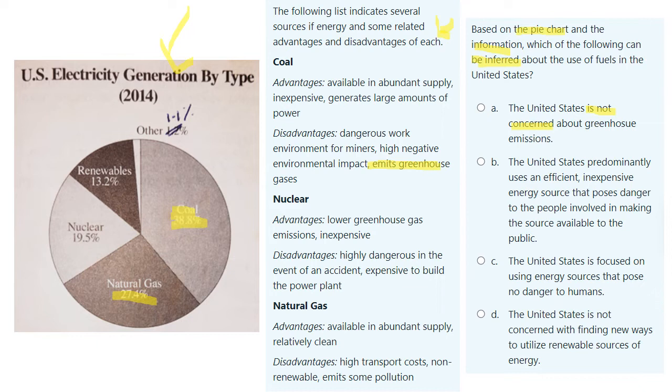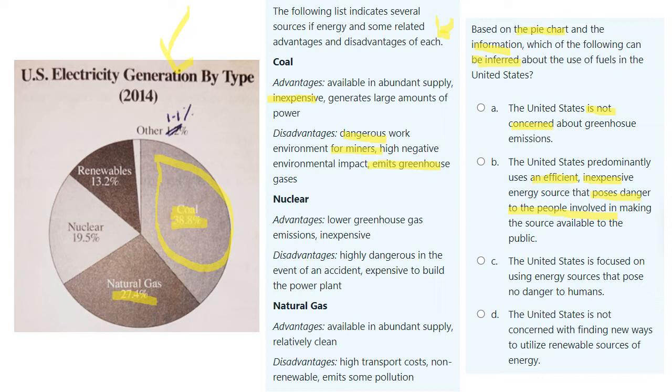B, the United States predominantly uses an efficient, inexpensive energy source that poses danger to the people involved in making the source available to the public. While coal is the largest section, coal is inexpensive, coal does have danger for the miners. Miners being people that have to go down under the surface to get the coal out. So B is also possibly there.